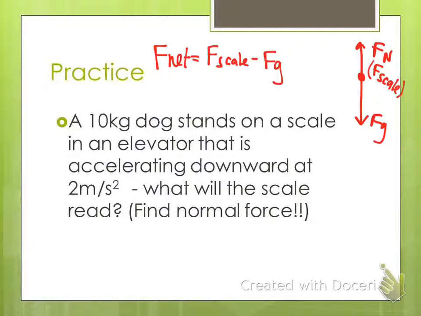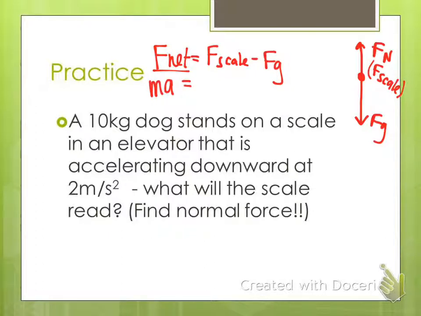We always take our upward forces minus our downward forces. So F scale or F normal, whatever you want to name it as, is going in the upward direction, so that stays positive. F gravity, or force due to gravity, is going down, so it's got to be negative. Here, our 10 kilograms tells us our mass, and our 2 meters per second tells us our acceleration. So we need to substitute F net for what?